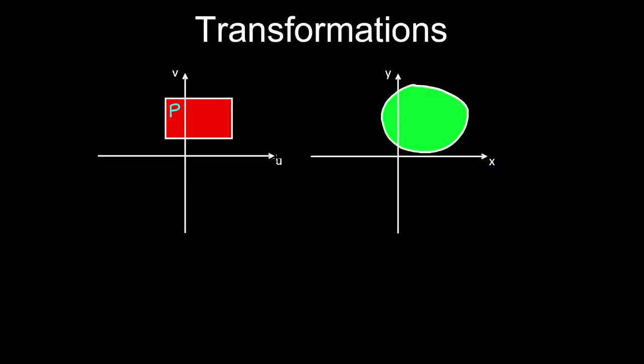Given a region P in the UV plane, or parametric space, which we transform to a region R in the xy plane, so essentially given a point UV in parametric space, we apply a transformation which transforms every point in P to a point in R. So essentially R is the image of P under the transformation, and P is the pre-image of R.